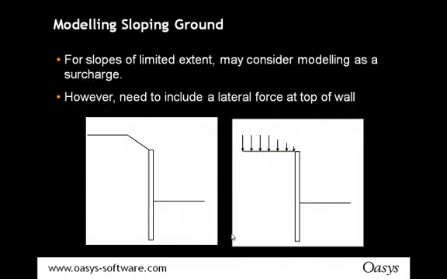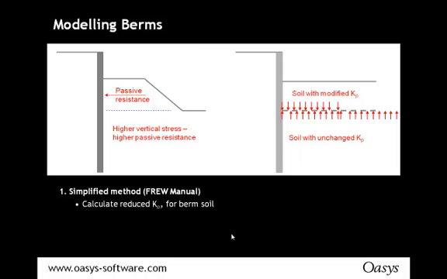So now, often behind a retaining wall you might have sloping ground. So how do you model that? Well, as you would imagine, when you've got sloping ground, you can use surcharge to model that sloping ground. But a note of caution here is that you do need to include a lateral force at the top of the wall, and that's because if you consider the sloping ground, a lateral force does occur, so that needs to be calculated and applied almost as a strut at the top of the wall. So that's how you would model sloping ground.